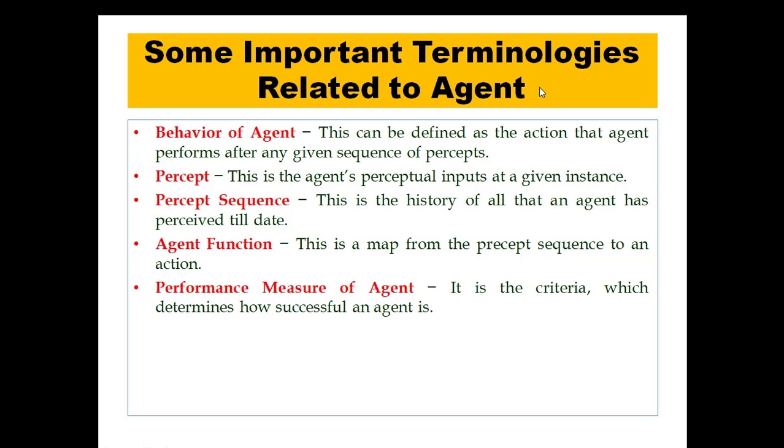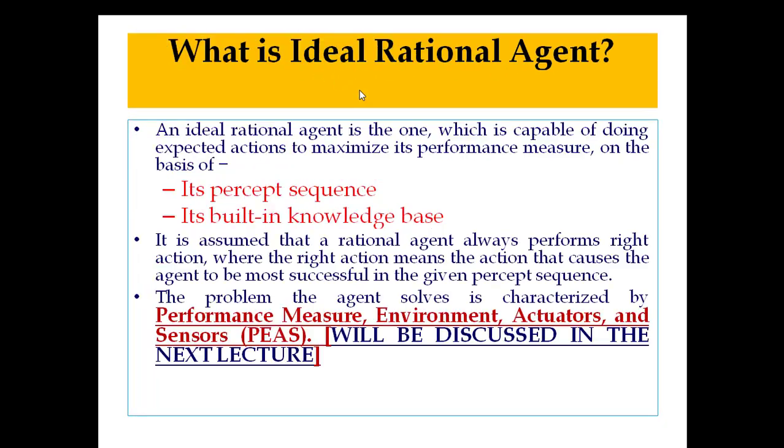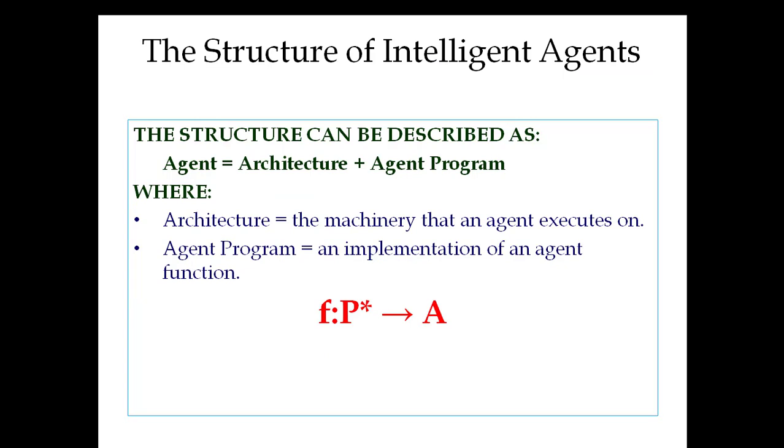So guys, we have discussed everything about agent, environment, and the relationship between agent and environment, and then some important terminologies related to agent, and then what is a rational agent, or exactly what it means by rationality, and then ideal rational agent, and then PEAS, performance measure, environment, actuators and sensors, and then we have seen the structure of an intelligent agent as a summation of architecture plus agent program.